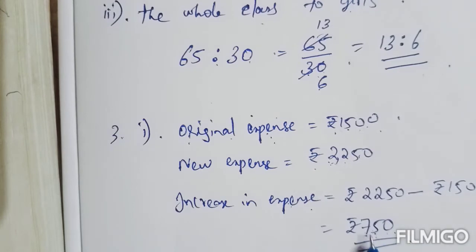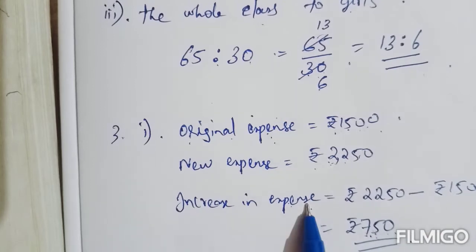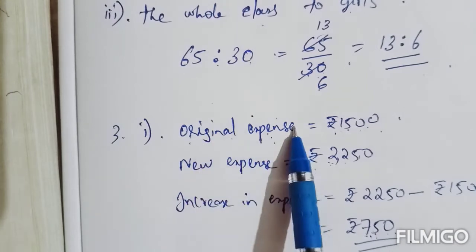We got rupees 750, and this is the increase in expense. Now what is the first question? You have to find the ratio of increase in expense to original expense.